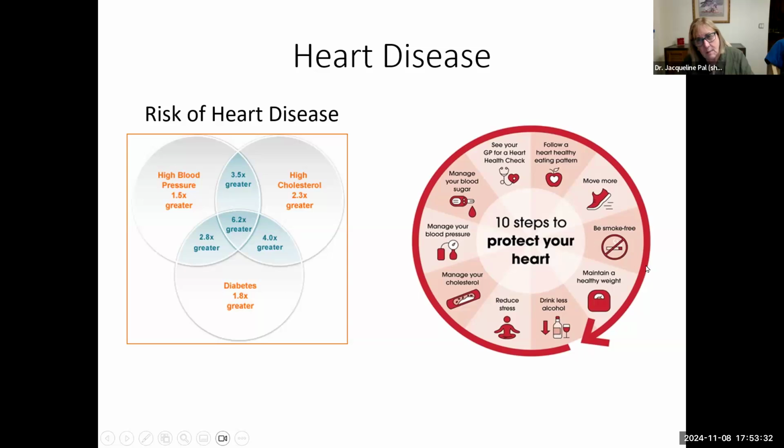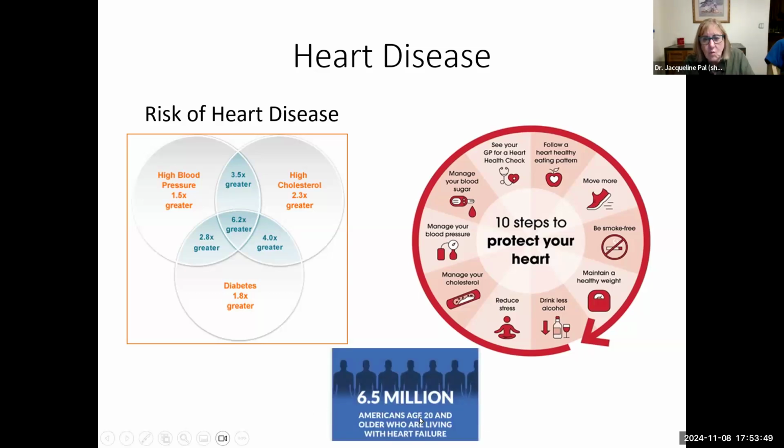Stop vaping. Stop smoking. Drink less alcohol. Yes, we know you think you're in college and you start drinking. If you are going to drink, quit doing shots.